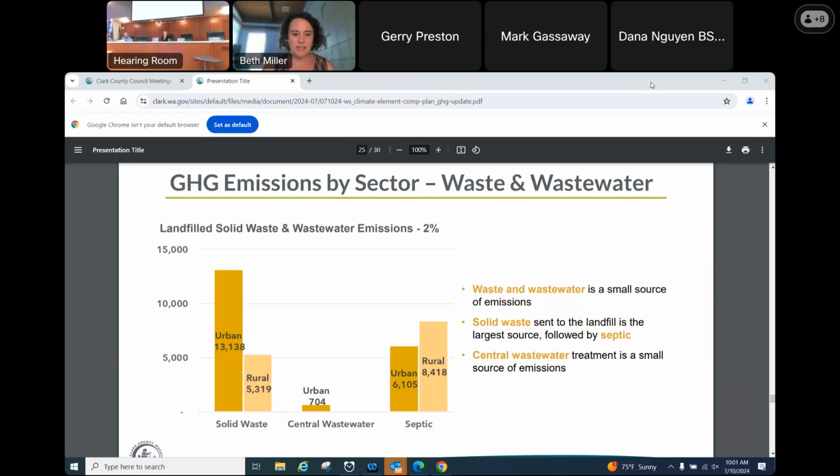Okay, and then the last one, landfill solid waste and wastewater emissions. The solid waste emissions come from the landfill where the waste is taken. Some of that is collected as methane and used to make electricity, but some of it escapes, so that's where those solid waste emissions come from. And then there's wastewater treatment, and emissions from septic beds. Next.